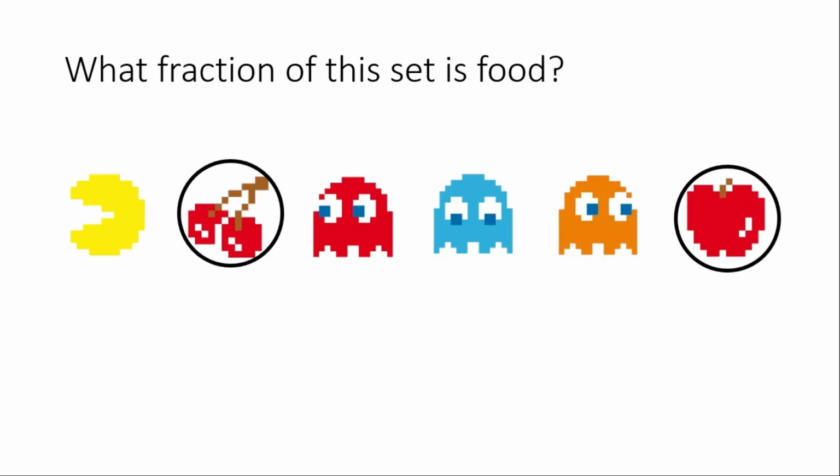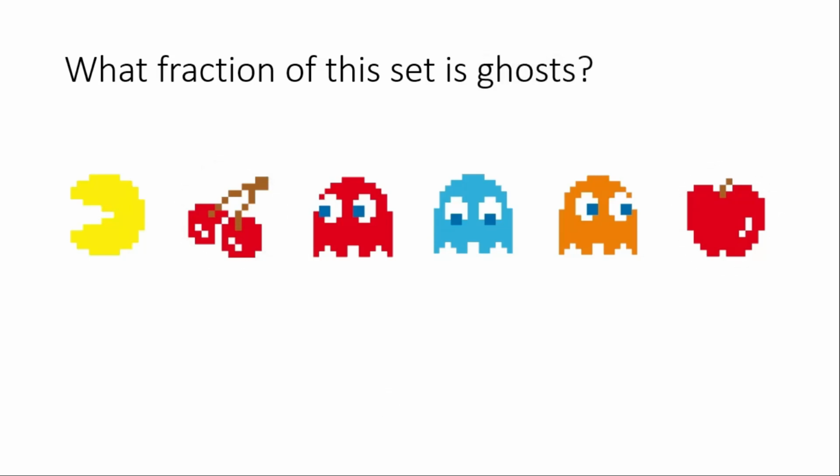So when we're making our fraction, we're going to draw a line again. And again, our denominator is going to be how many objects we have altogether. In this case, 6. And then how many of them are food? Well, it's 2. So 2 sixths.